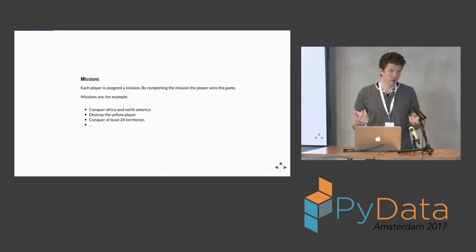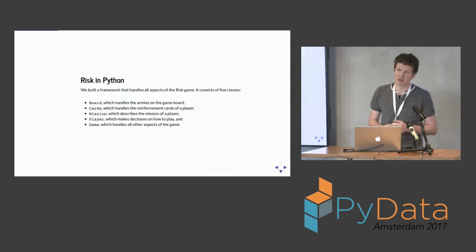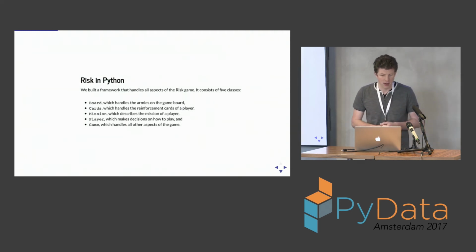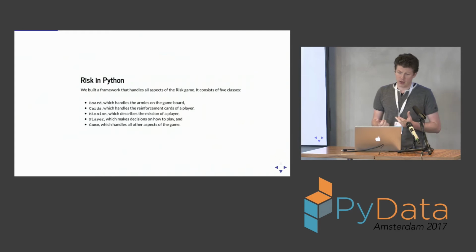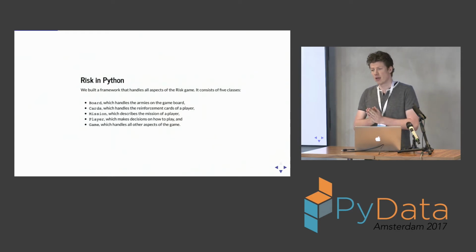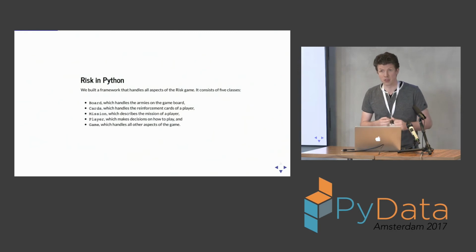I guess most of you get an idea of what the game is about. So let's have a look at how this looks in Python. I built a framework that handles all these aspects of the game, and it consists of 5 classes. First of all, there's the board, which handles all the armies that are placed on the game board.